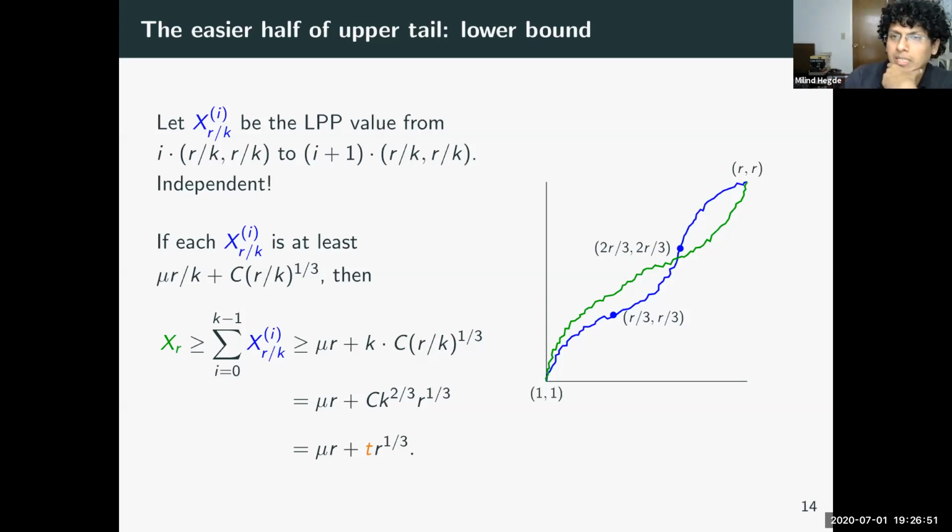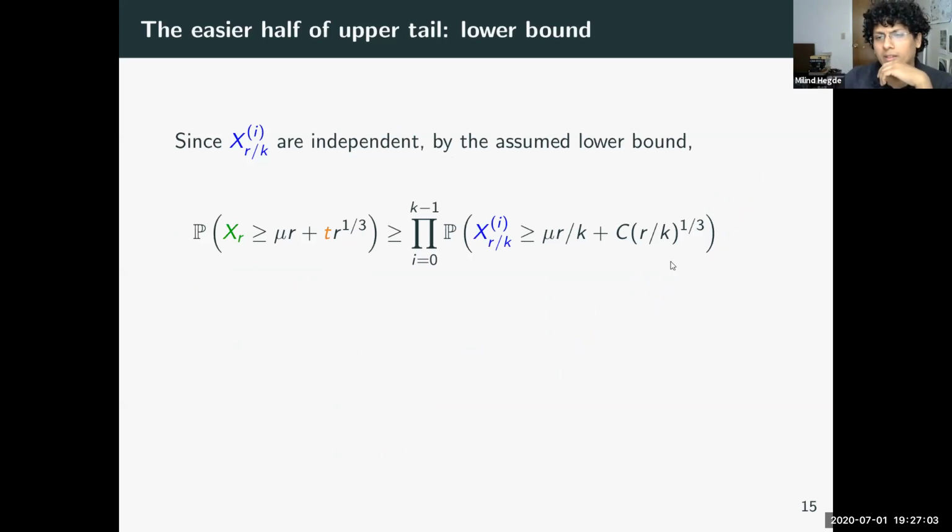And also note that because each X_{r/k} uses different parts of the environment, they're independent random variables. So it's very easy to estimate the probability that I just mentioned. Now it's just a product because of the independence, and we've assumed that this thing is at least delta, right? That was the lower bound assumption. So this is at least delta to the k. K is t to the 3/2 up to constants, and so this is the lower bound.